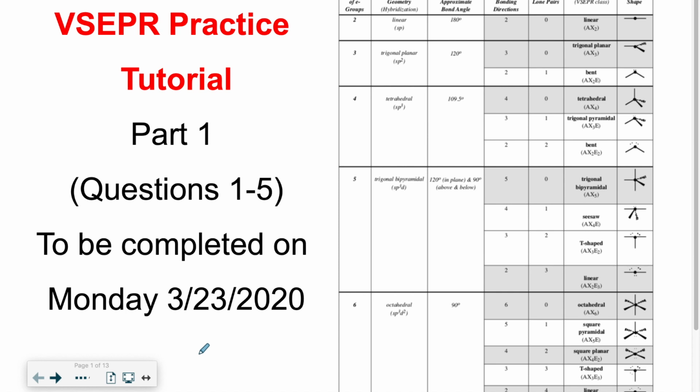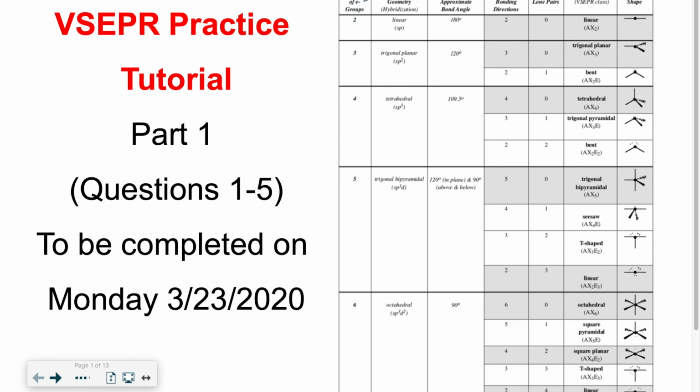On the right side here, you can see that I have the molecular geometry VSEPR sheet that I passed out in class. There's also a copy of this posted to the Google Classroom in PDF format in case you lost yours. You're going to need this paper in order to complete this assignment. Just a quick reminder of how to use this.